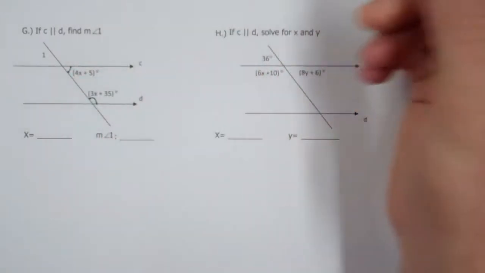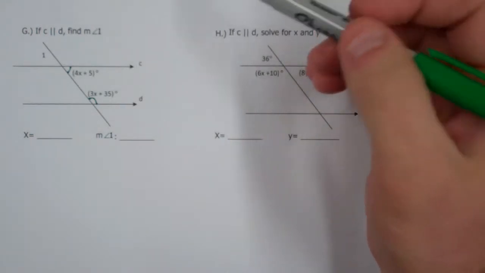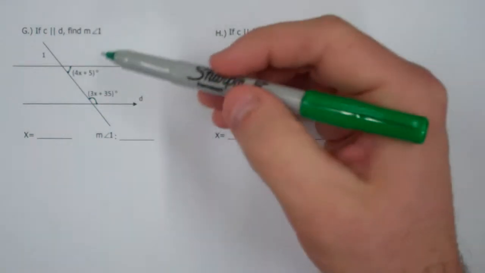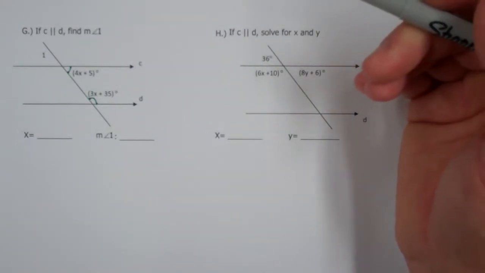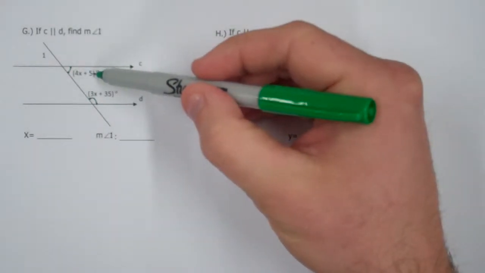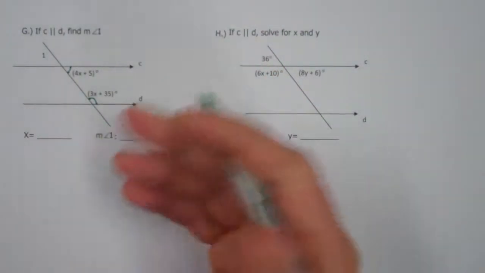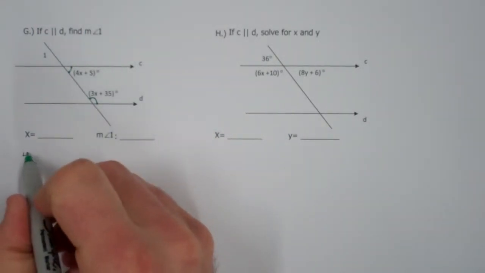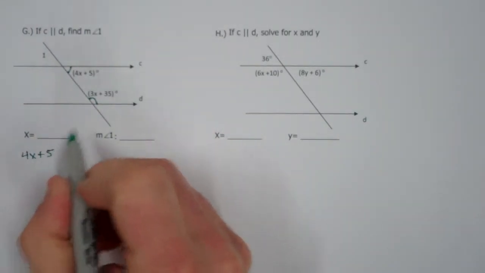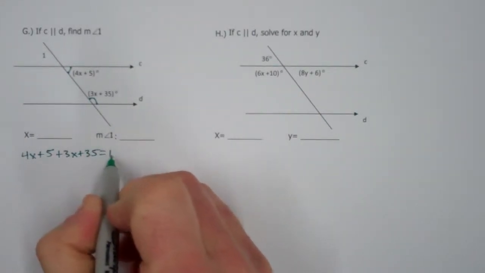This angle looks like it's less than 90, and although the diagram might lie, you can use it to figure out the relationship between these two. This angle looks like it's bigger than 90, and they're definitely not the same. As a matter of fact, these are same-side interior angles. Same-side interior angles are supplementary. In other words, their measures add or sum to 180 degrees. So we're going to take 4x plus 5, add 3x plus 35, set that equal to 180.